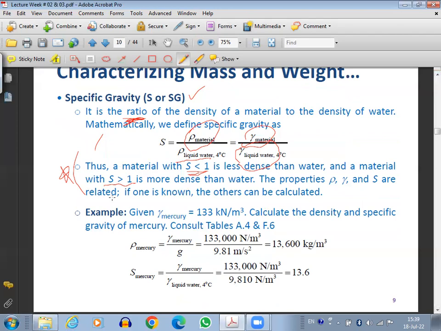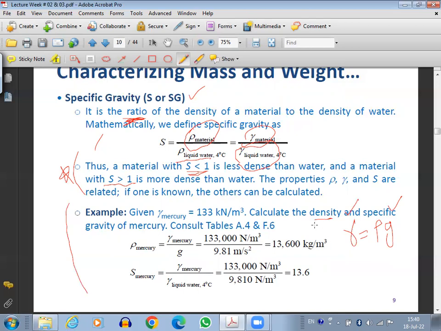Okay, so see this example, a numerical problem, a simple one. The specific weight of mercury is given as 133 kilonewton per meter cube. Calculate the density and specific gravity of the mercury. So first of all, the specific weight gamma equals rho g. g is known, gamma is given in the question, so you can find rho. Rho is the density.